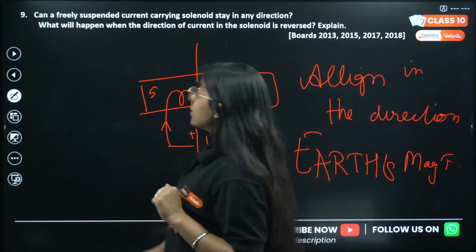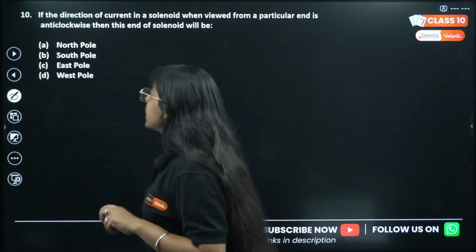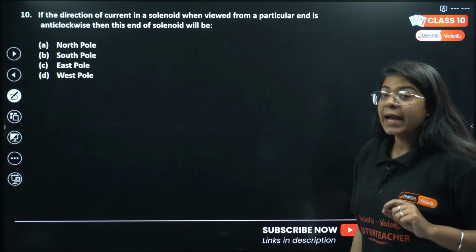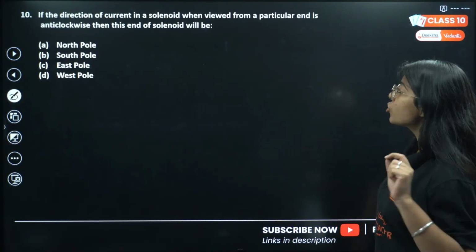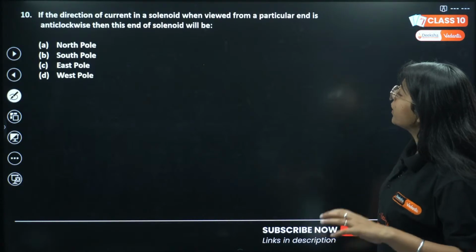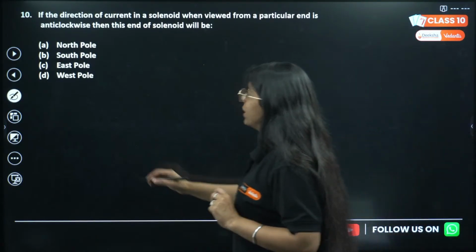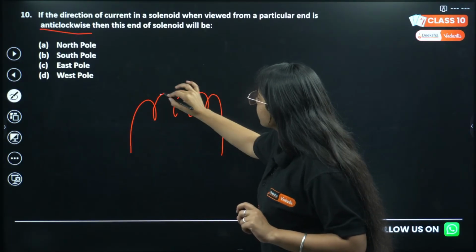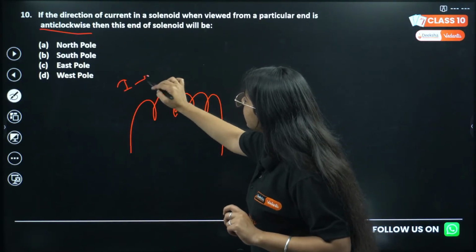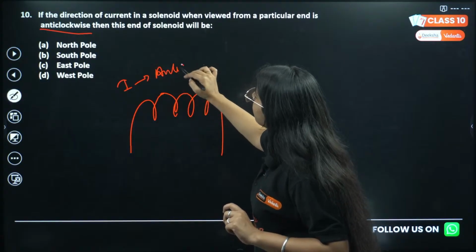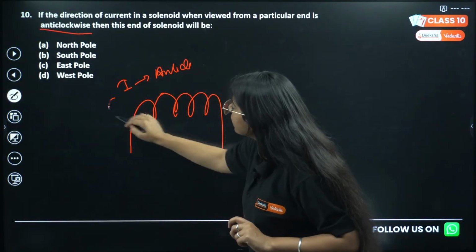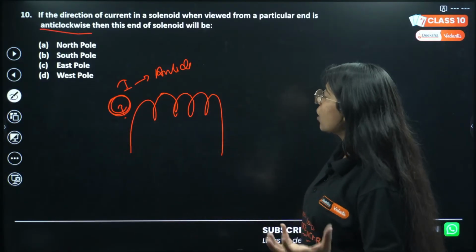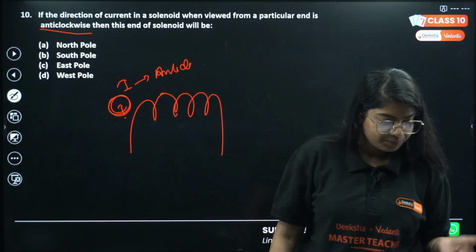Okay, the 10th question says, if the direction of current in a solenoid when viewed from a particular end is anti-clockwise. We have a solenoid again, and the direction of current is anti-clockwise, then this particular end of the solenoid will be what? North, south, east or west pole?